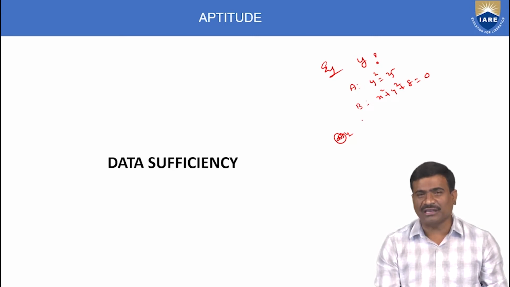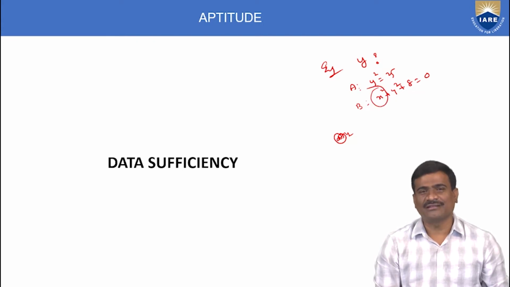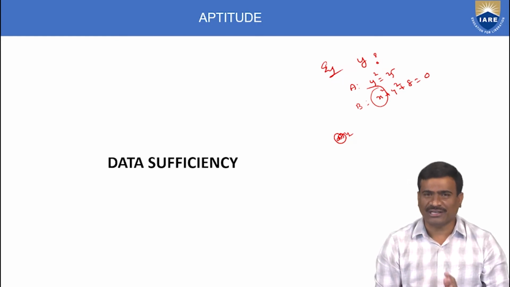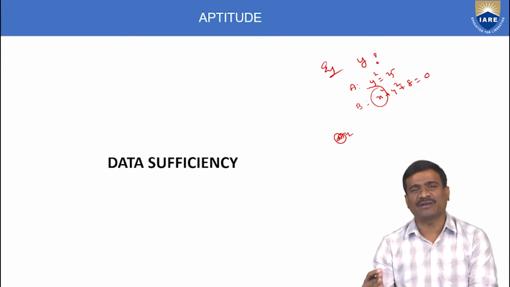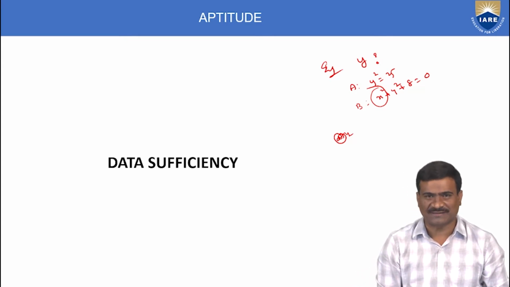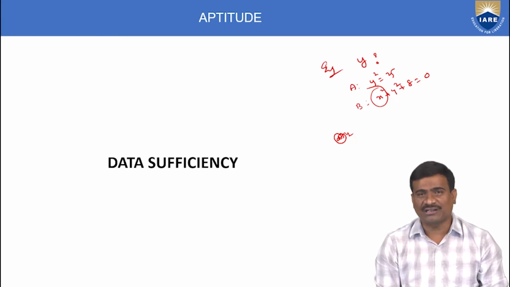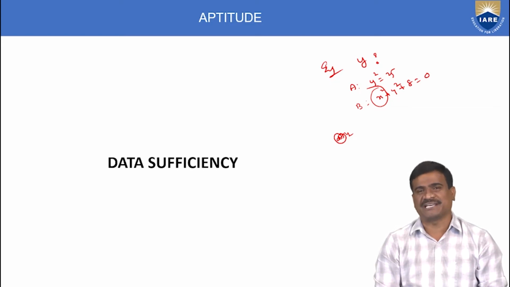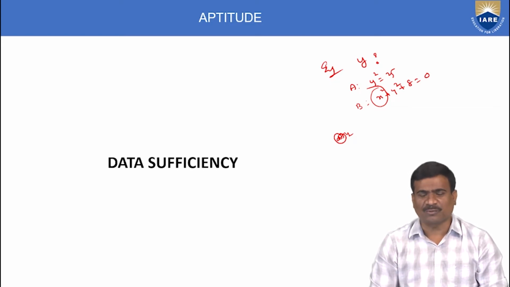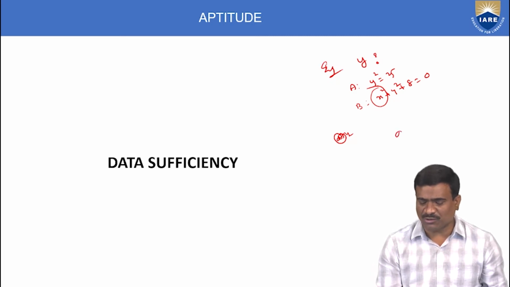Similarly, statement B indicates x square plus y square plus 8 is equal to 0. The second statement has the x term, which is not given. That is a quadratic equation, and we want the x value, which is not given. So the second statement alone is also not sufficient. A alone is not sufficient, B alone is also not sufficient. Then check the combined A and B statements. That is also not possible here. Therefore, option D only is correct.